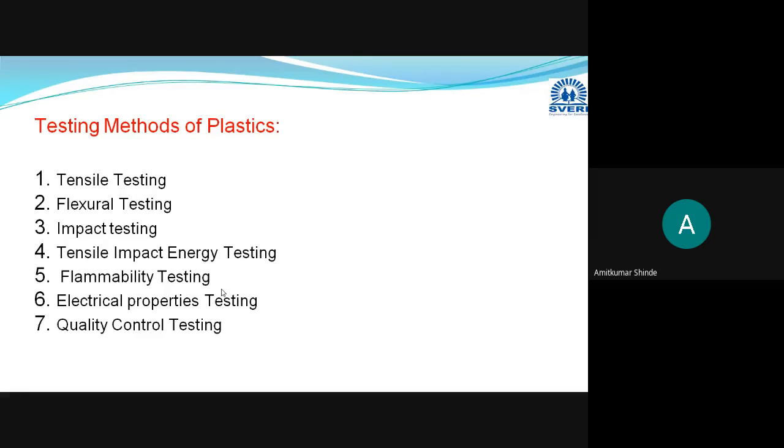Okay, in today's session, we are going to discuss the testing methods of plastics. That means how to determine the properties of a given plastic material by conducting different tests like tensile testing, flexural testing, impact testing, then tensile impact energy testing, then flammability testing. To determine some electrical properties of that material, we are going to conduct some electrical properties testing, and at the end we are going to check the quality of that particular manufactured component by performing some quality control inspections on that material.